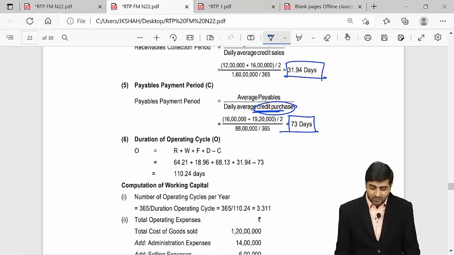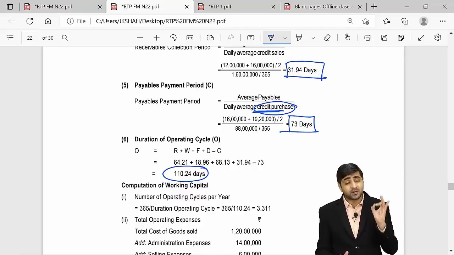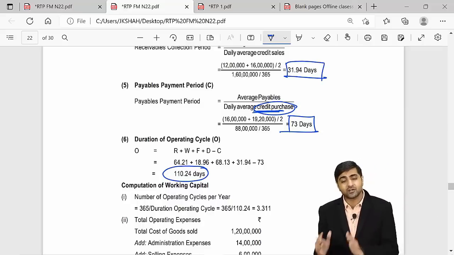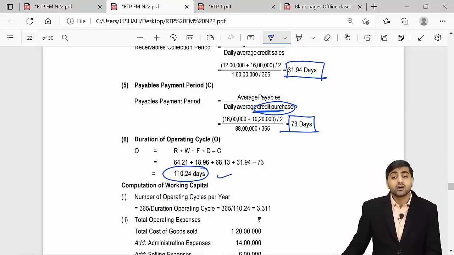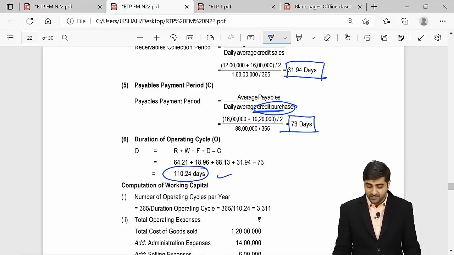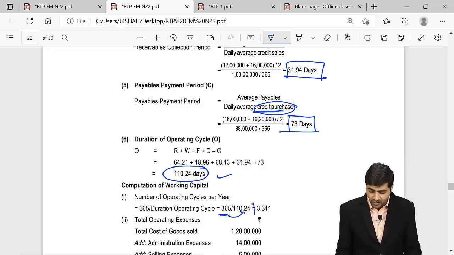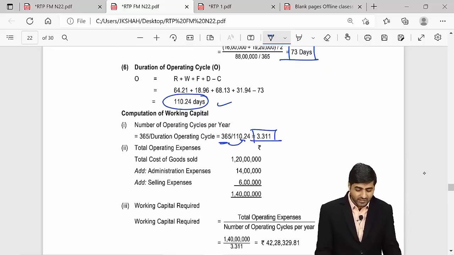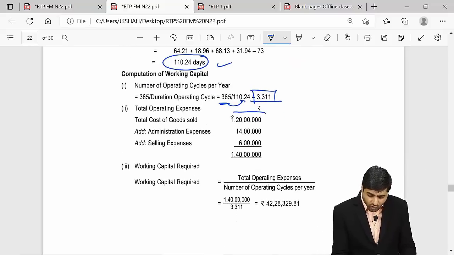So coming forward now, if you take all the types of raw material holding period plus WIP conversion period plus finished goods holding period plus your debt collection period, from which you will subtract your creditors payment period. So what you eventually get is your operating cycle duration. And then from 365, if you divide by operating cycle duration, you will get the number of operating cycles, which is 3.311 times. And then we will take the total cost.